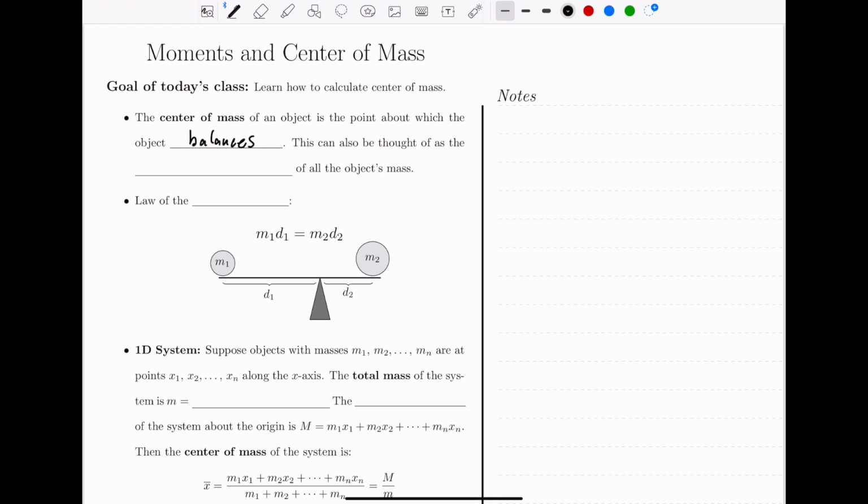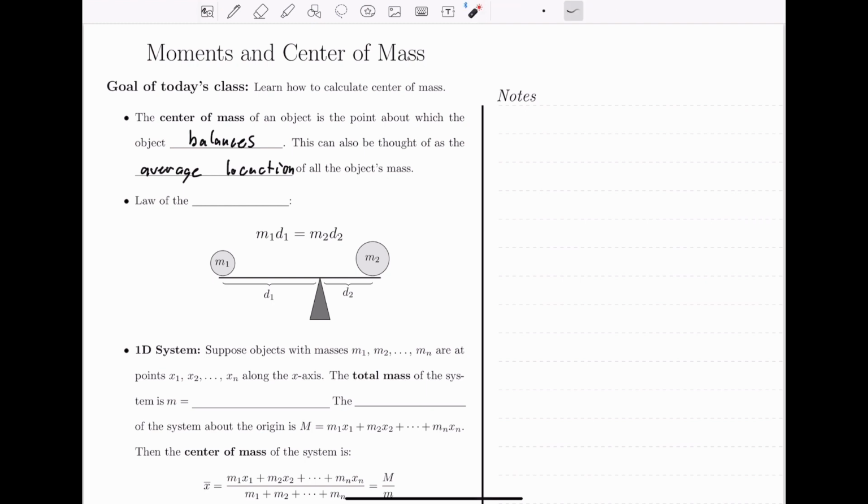This can also be thought of as the average location of the object's mass. So if we were to take an object and balance it above its center of mass, it would perfectly balance about that point. We're going to think about finding the center of mass for several different systems.